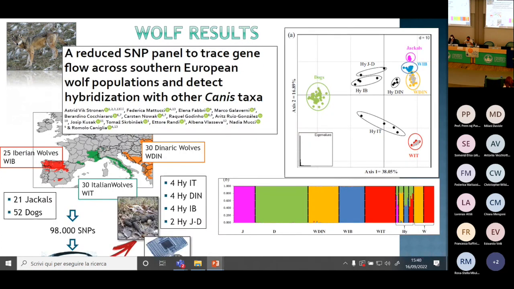Finally, exploiting the availability of many genomic profiles of dogs, jackals, Italian, Iberian, and Dinaric wolves, we selected and optimized a reduced panel of SNPs, which can be successfully applied to reliably distinguish natural population gene flow from anthropogenic hybridization up to the first generation of the crossing, both analyzing invasively and non-invasively collected samples.